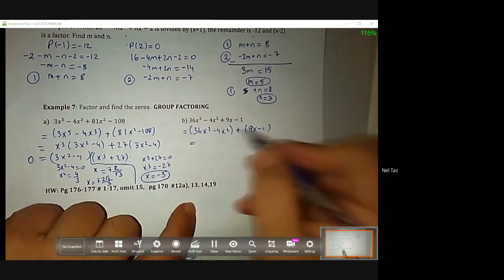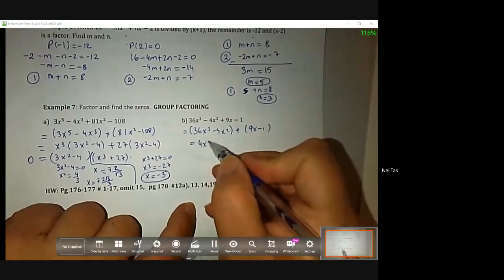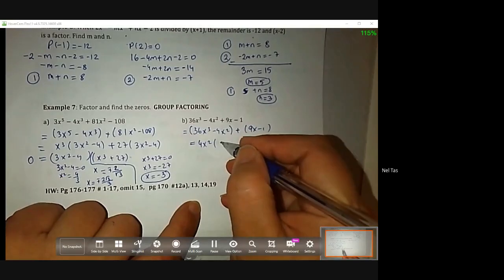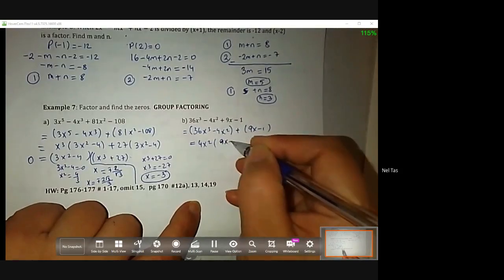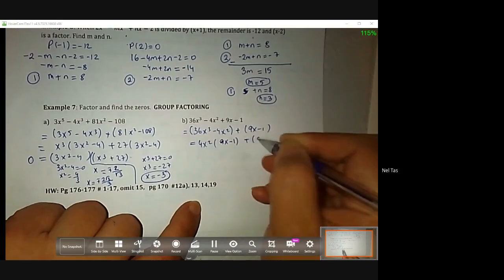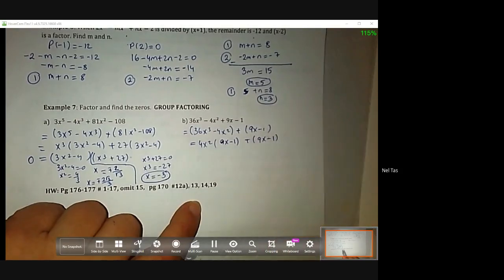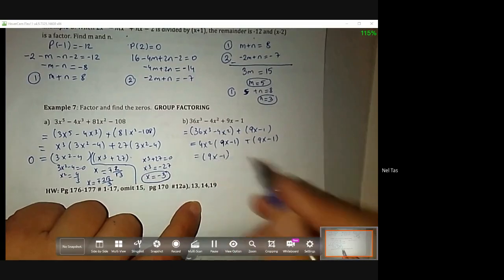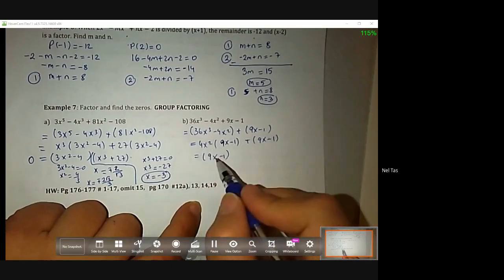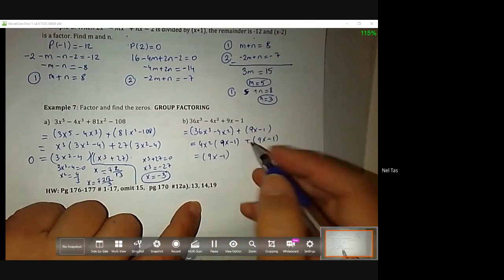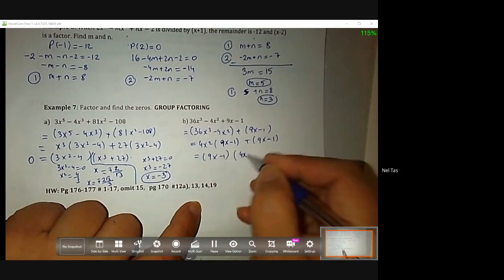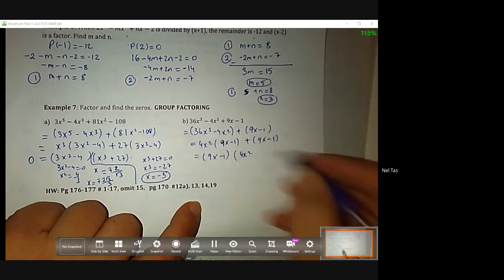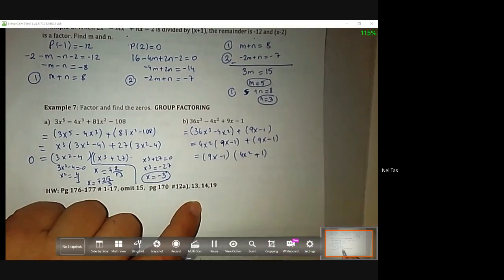From the first one, we see that 4x squared is a common factor. So that gives you 9x minus 1. And we already have 9x minus 1 from the second one. So now we see that 9x minus 1 is a common factor. You take the first term divided by 9x minus 1, you get 4x squared. Then you take the second term divided by 9x minus 1, and that gives you 1.